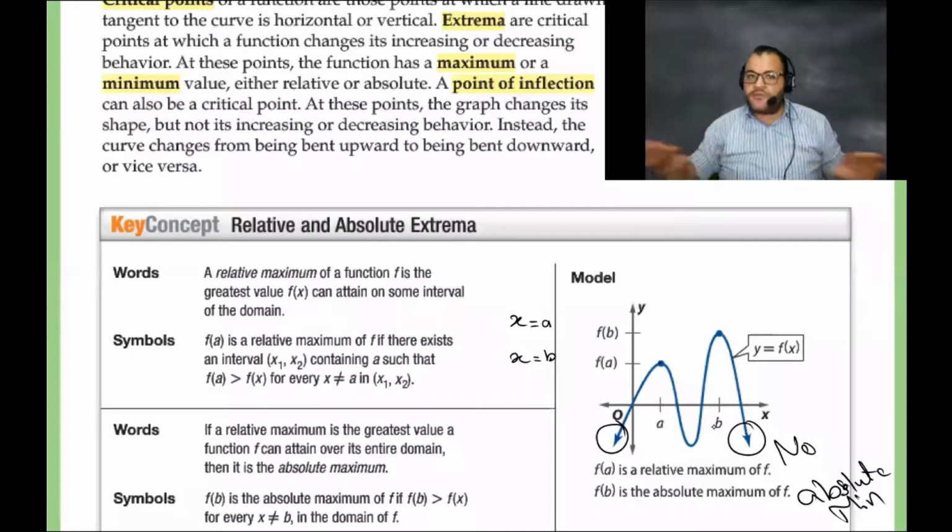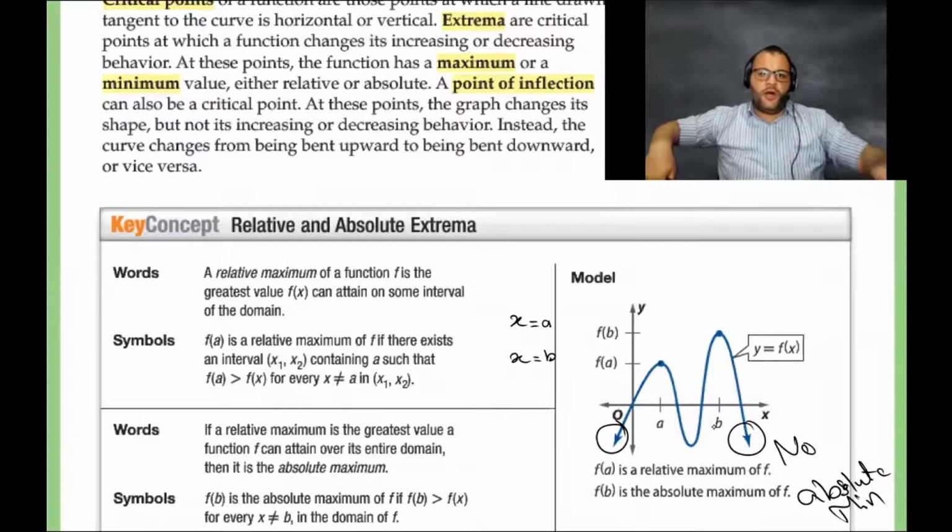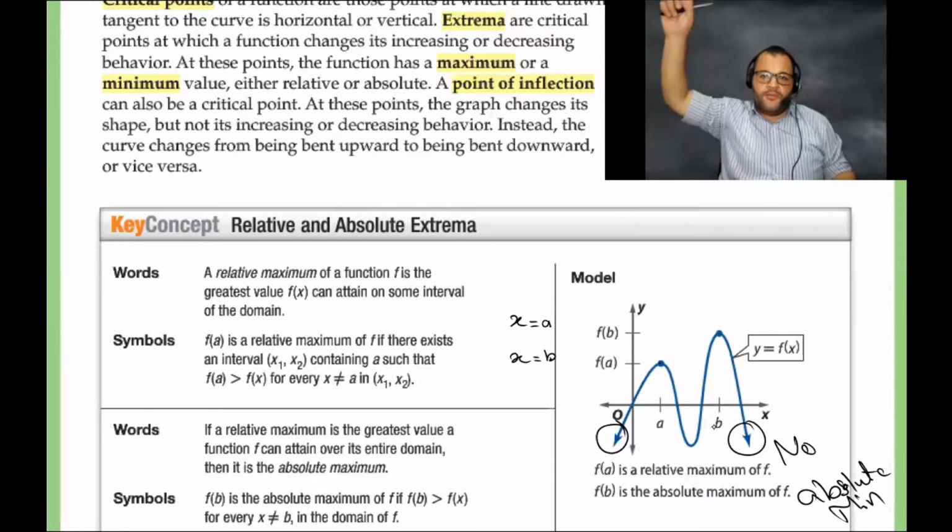It means there is no absolute minimum. When we don't have an absolute minimum, if one side of the graph is going down, it means there is no absolute minimum. When the graph is going up, it means there is no absolute maximum. But we have relative maximum and relative minimum.